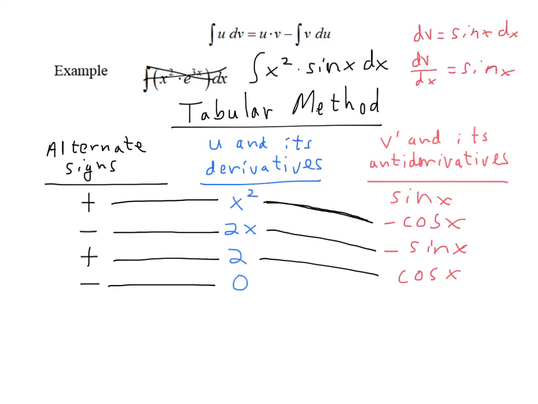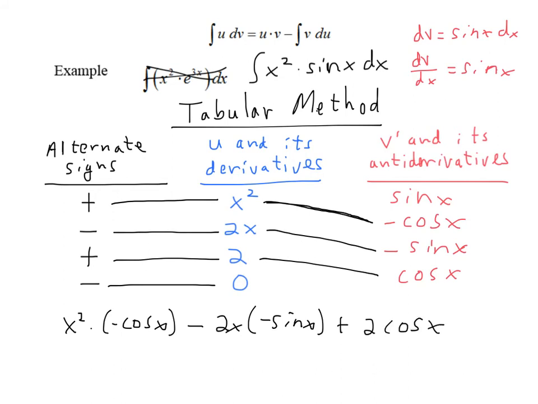Alright. And so what this tells us is our answer is going to be positive x squared times the negative cosine of x, and then it's minus 2x times the negative sine of x, and then it's plus again the 2 times the cosine of x. And then we run out, it'll just be minus 0, so no sense there, and then we'll just put a plus c.